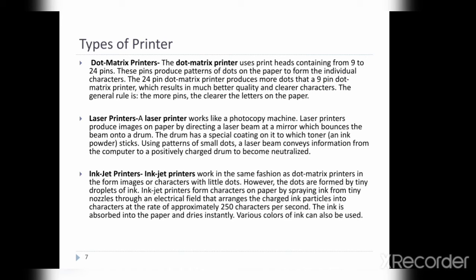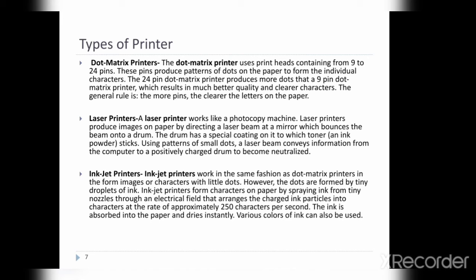Next one is the laser printer. A laser printer works like a photocopy machine. Laser printers produce images on paper by directing a laser beam at a mirror which bounces the beam onto a drum. I explained all of this about the laser printer. So the drum has a special coating on it to which toner, an ink powder, sticks.